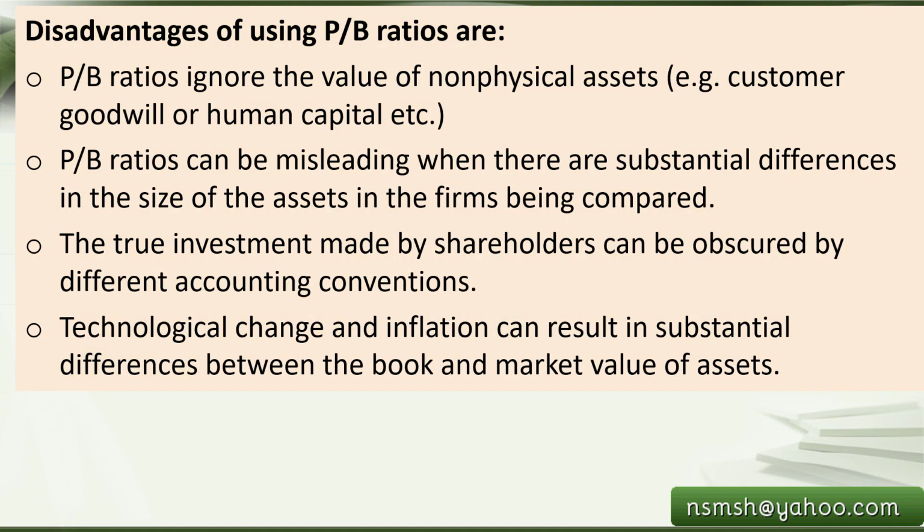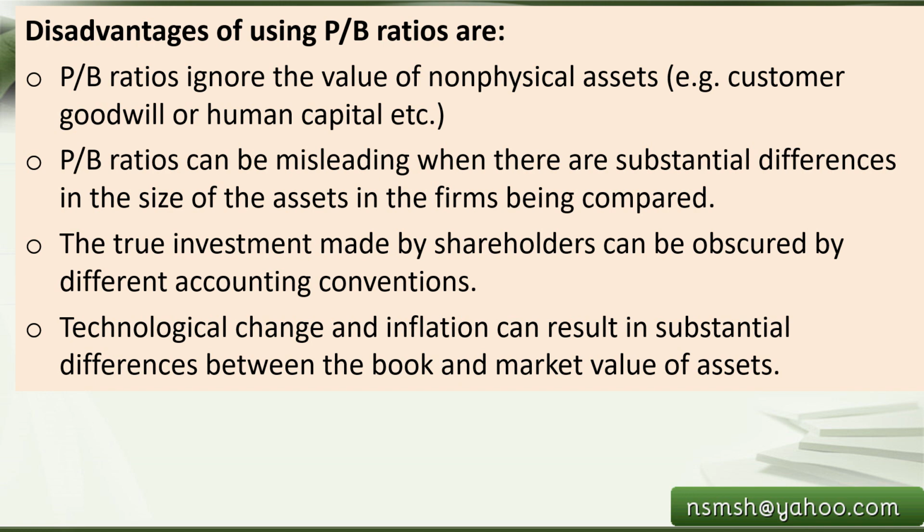Disadvantages of using PB ratios are: PB ratios ignore the value of non-physical assets. That means the goodwill, human capital, trademark values, and even human capital's reputation values cannot be calculated and added to that, because in the book value they may not be represented.